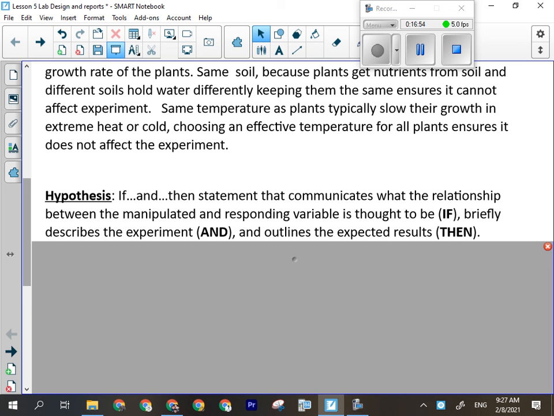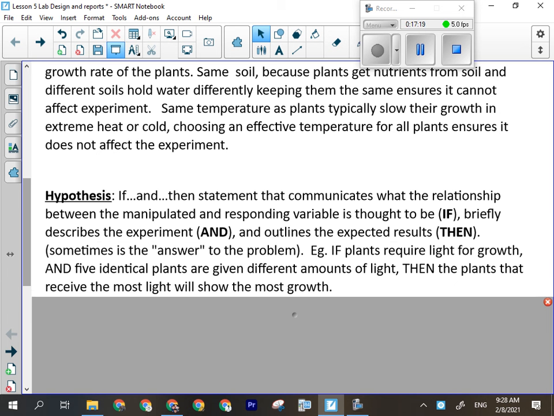That's the then part. For me, the then part would go something like this: then the plants receiving the most light will show the most growth. So I've said light makes plants grow. Going to test it with 6 plants. Plants getting the most light will grow. That's what I'm saying. I've set it out. I'm either going to be right or I'm going to be wrong. There's not going to be any in the middle. So it would look something like this.